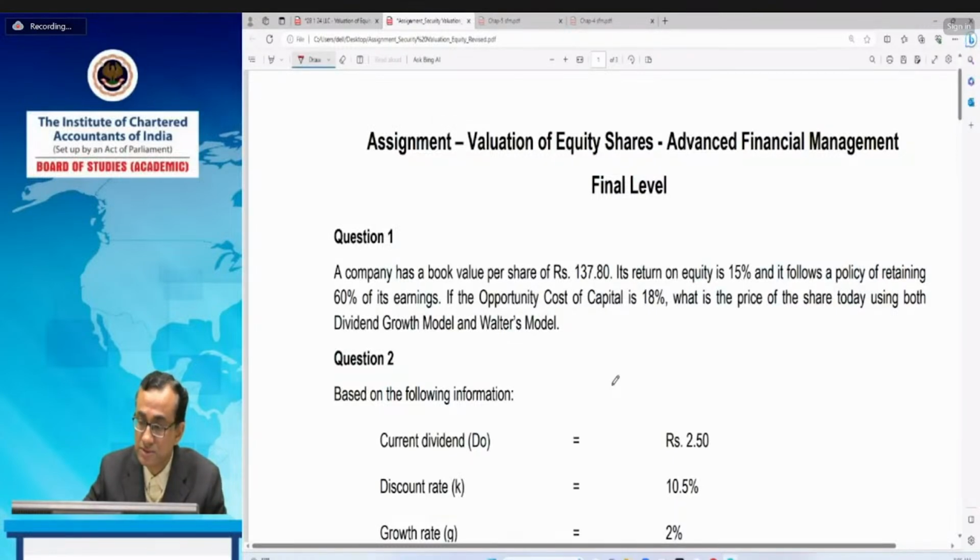So what is the share price today using both the dividend growth model and the Walters model? The price today means, in this case, you have to calculate P0. Okay, now let us solve this question.